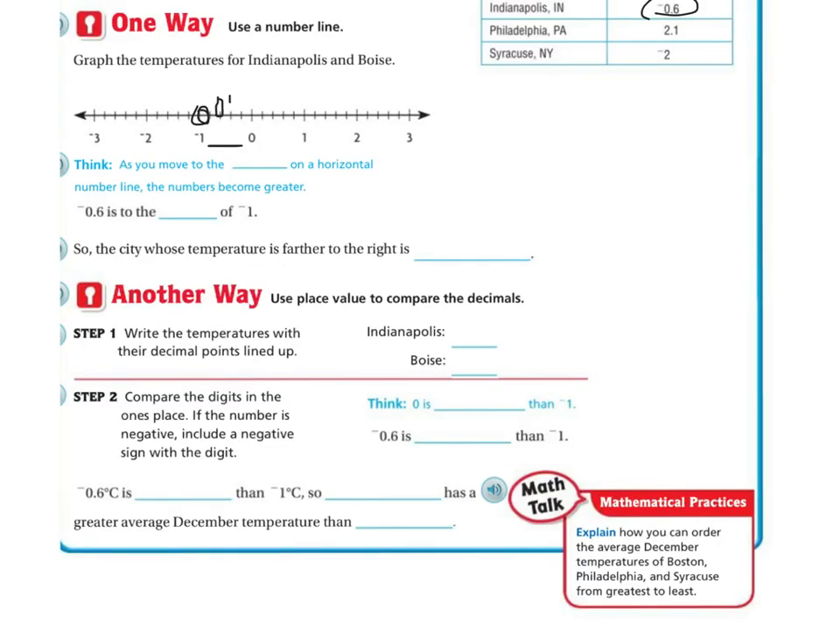So think, as you move to the right on the horizontal line, the numbers become greater. So -0.6 is to the right of -1. So the city whose temperature is the furthest to the right is Annapolis. I'll just put A for short. Another way, use place values to compare the decimals.